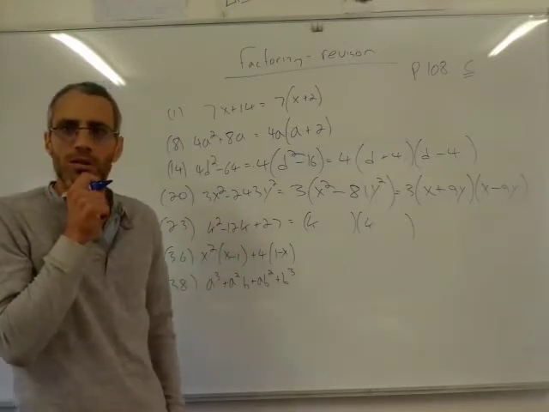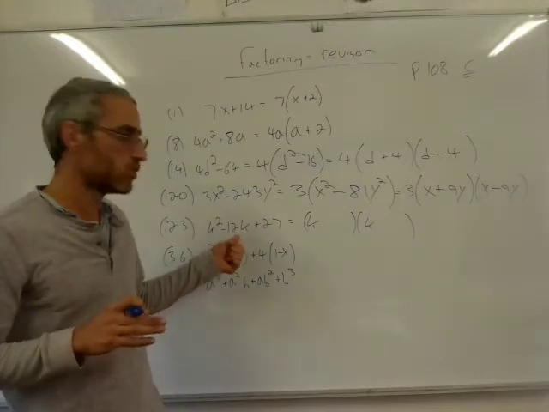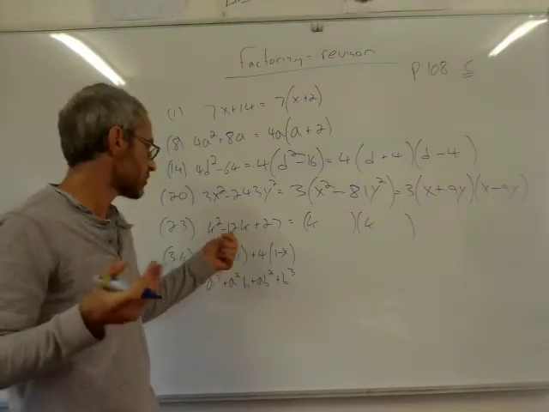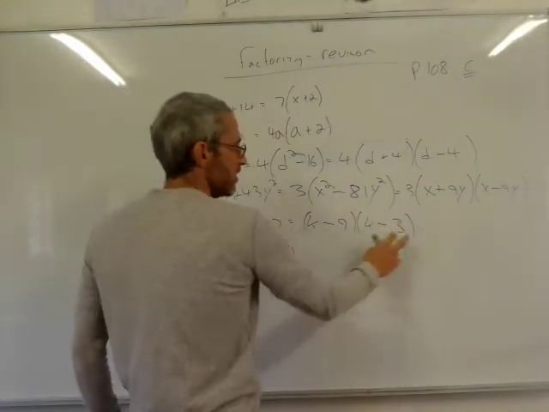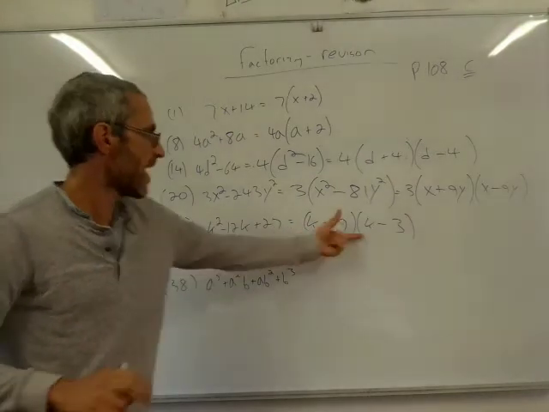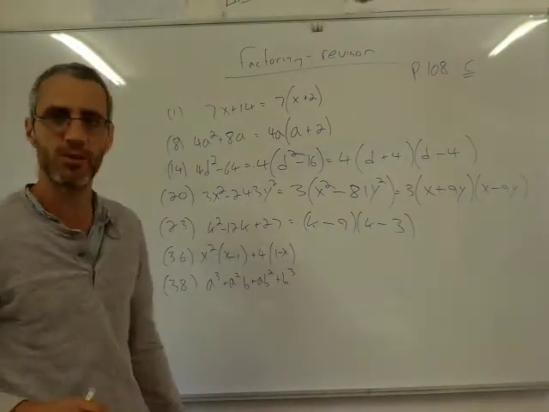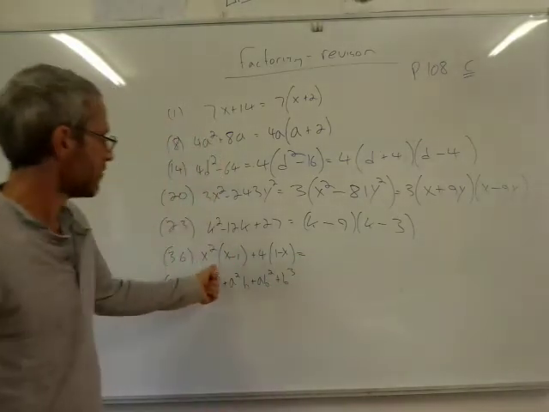So multiples of 27 I can think of are 9 and 3. 9 and 3 add to 12. Almost there. Well, they add to 12, not to minus 12. But if I do minus 9 minus 3, if I'm multiplying minus 9 by minus 3, I'll still get positive 27. If I add minus 9 minus 3, I'll get minus 12. So that's factorized.